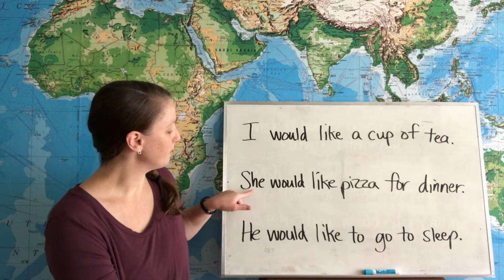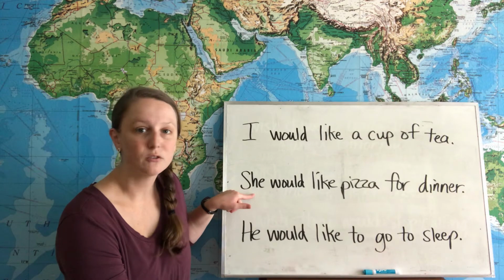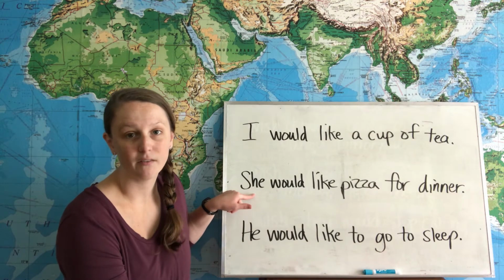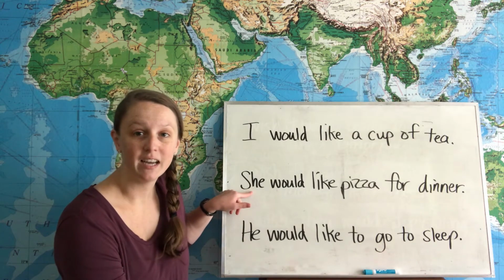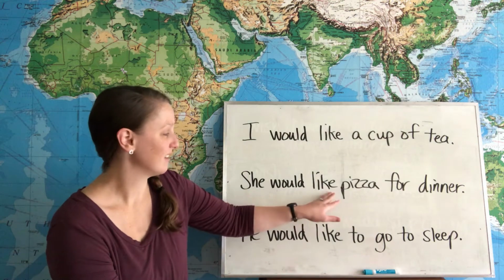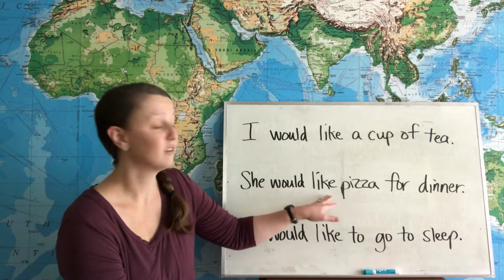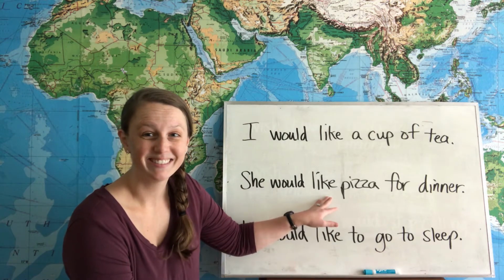You'll also see we use the subject she here. In the simple present, we usually add s to the end of a verb for he, she, and it. But with would like, we don't add s because we have the modal would. And after a modal, we don't add s.